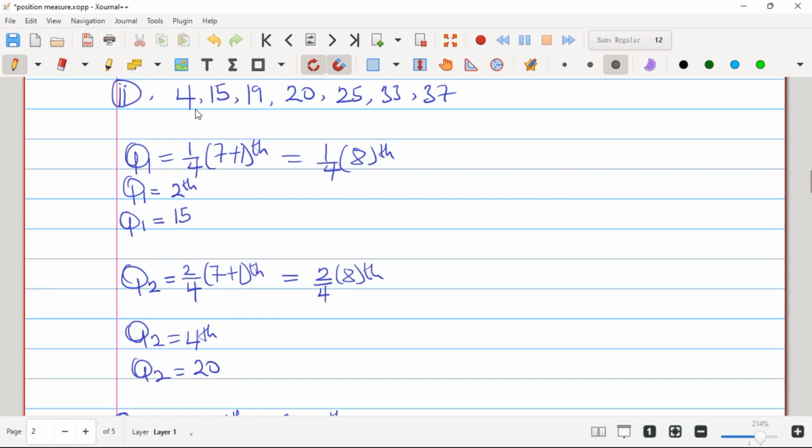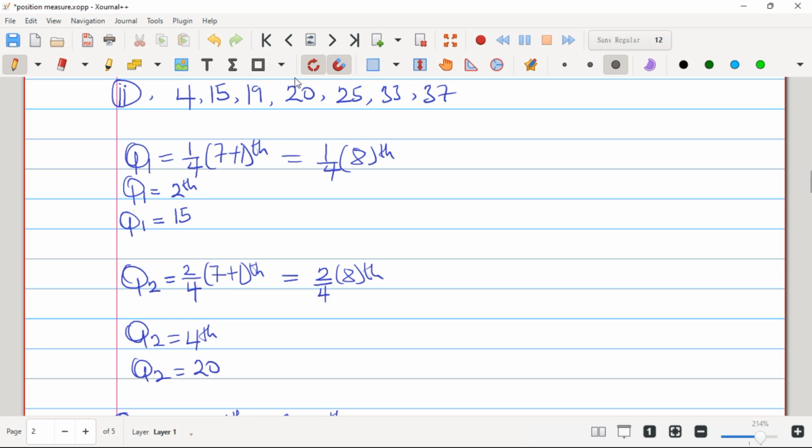Our second question. For our second question, you have to arrange it in order. So here when you come up, arrange it in order. We have 4, 15, 19, 20, 25, 33, and what? 37. Right? So I have been able to arrange this one in order. And then we have been asked to calculate for the first quartile. So here we have to know our n. So let's count the observations.